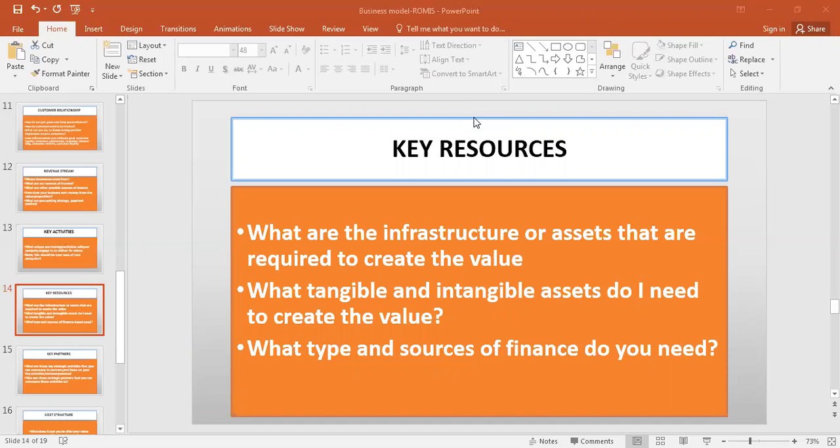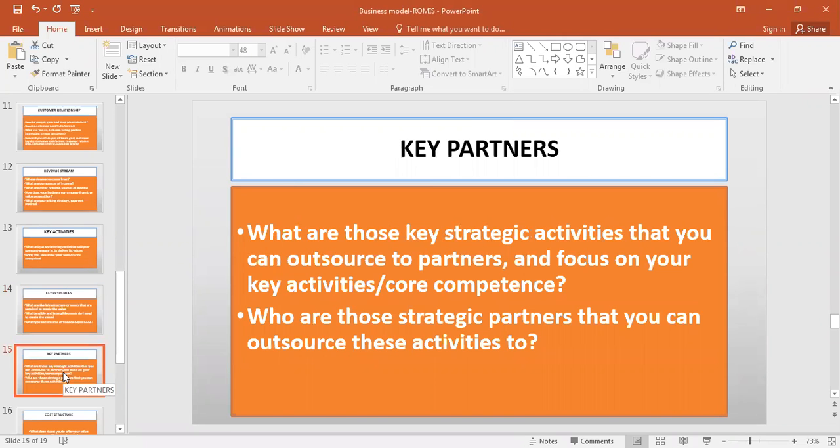After listing all the resources that you need, both material and infrastructure, both tangible and intangible resources, we are gradually getting there. Then you now look at the key partners. Now look at the key partners. I need another business idea for key partners.